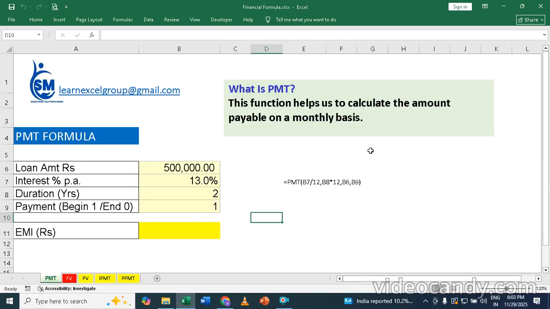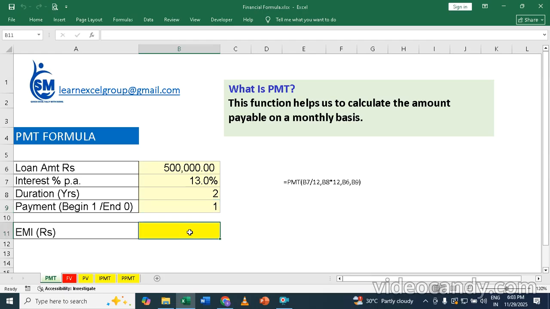PMT is used when you want to calculate the amount payable on a monthly basis. For example, if you've taken a loan of 5 lakhs, interest is 13%, duration is 2 years, and you're paying this money at the start of the month or at the end. If you're paying at the beginning, you write 1. If you're paying at the end, you write 0. So you have to calculate the EMI here.